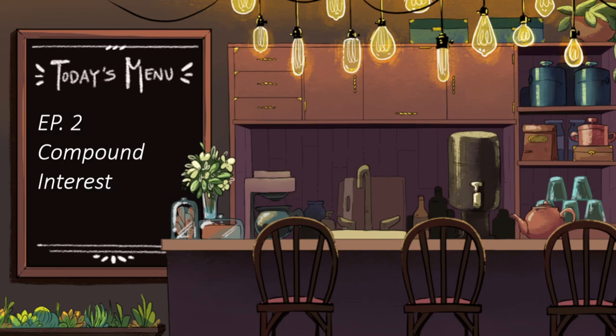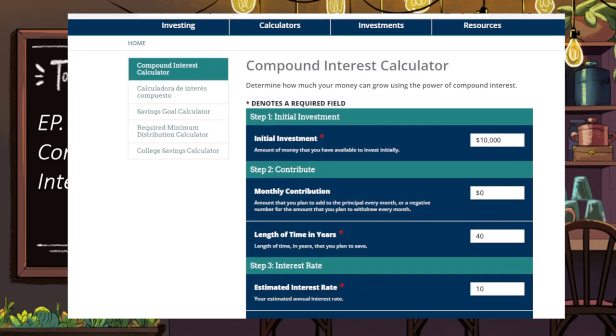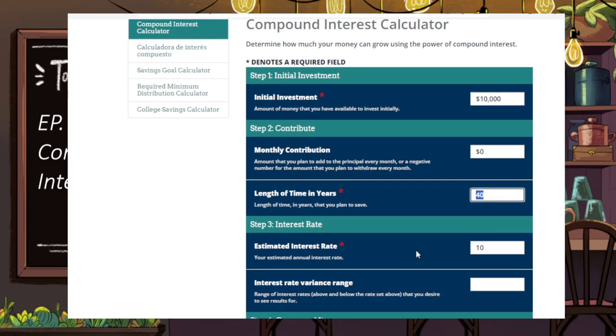I'm going to share this on the screen here. On this investor.gov form, you can put in an initial investment. So let's say I filled this out. Let's just say you put in $10,000 right now, today, and you don't contribute at all for the next 40 years. So length of time in years is 40 years. You don't add a single cent more beyond that. And the estimated interest rate, let's just say it's 10%.